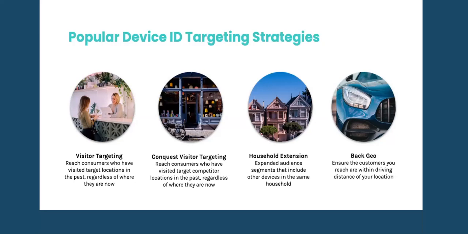And then lastly, we always want to place a back geo on these campaigns. In simpler terms, that just means the geography of the campaign itself. Typically, we set that back geo to about a driving distance to your location. So if we were collecting devices and happened to capture someone who was visiting on vacation, it wouldn't make sense to target them any longer. By applying that back geo, we ensure we're only targeting a relevant local audience.